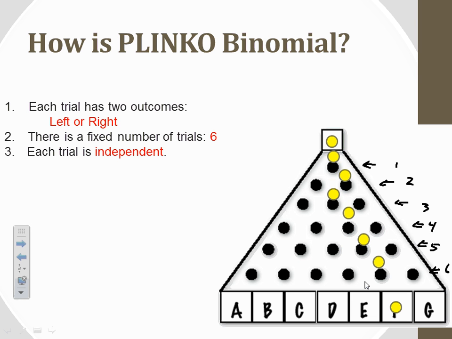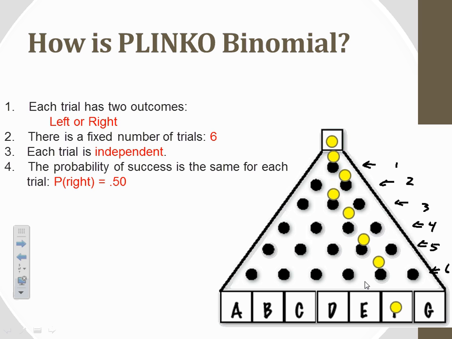Each one is independent. Where it bounces the first time, if it bounces right, is not going to affect whether or not it bounces right or left again. Each bounce is independent, and it's a 50-50 shot either way. Regardless of which way it bounces, that's never going to change. So because of those 4 things, right there in red, you can see that this is a binomial setting.